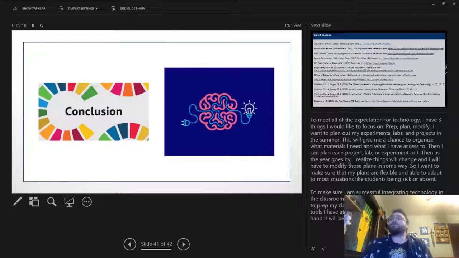To meet all of the expectations for technology, I have 3 things I would like to focus on: prep, plan, and modify. I want to plan out my experiments, labs, and projects in the summer. This will give me a chance to organize what materials I need and what I have access to. Then I can plan each project, lab, or experiment out.